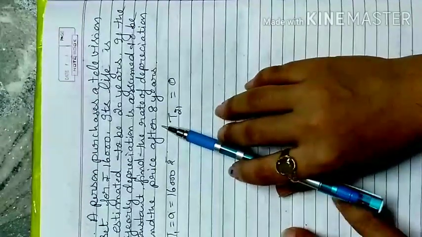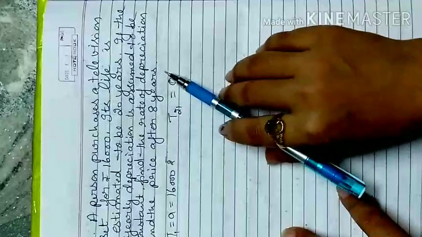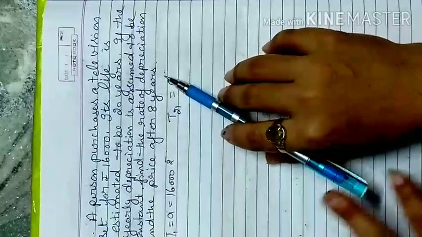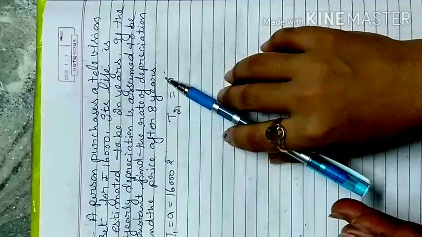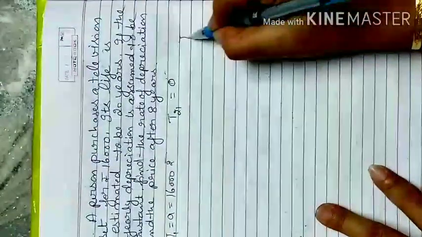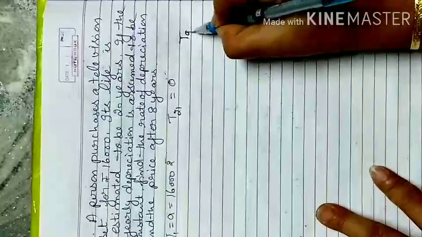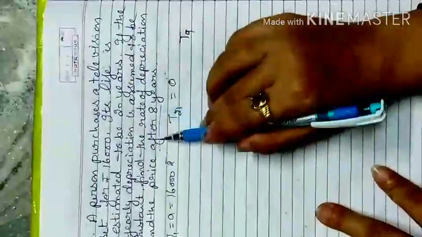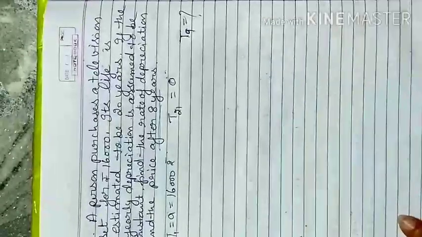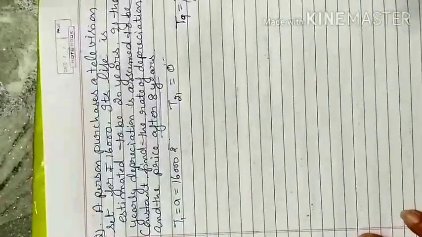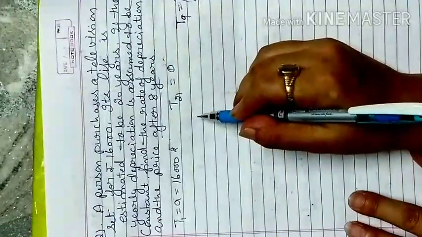You have to find what was the price after the 8th year. After the 8th year means after completing the 8th year, that television's price now enters the 9th year. So you have to find the price in the 9th year, that is after the 8th year. The 8th year is not included. What was the price in the 9th year? So in this case, first you have to find the difference.